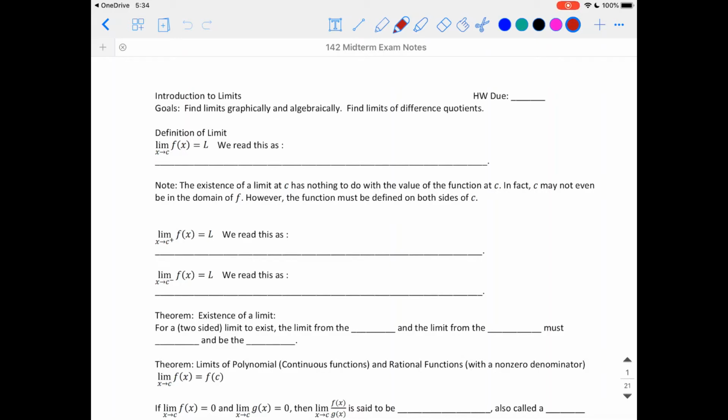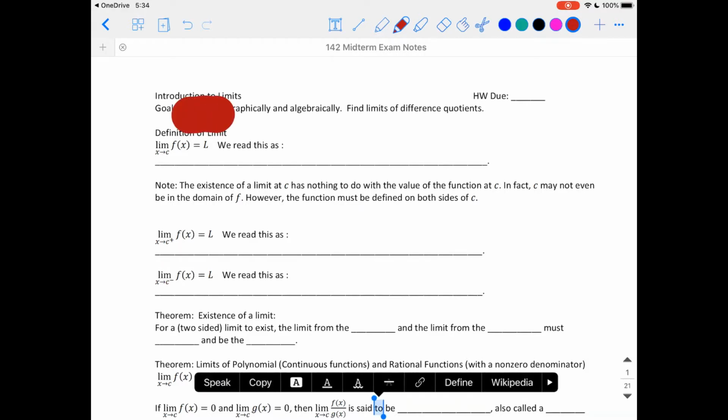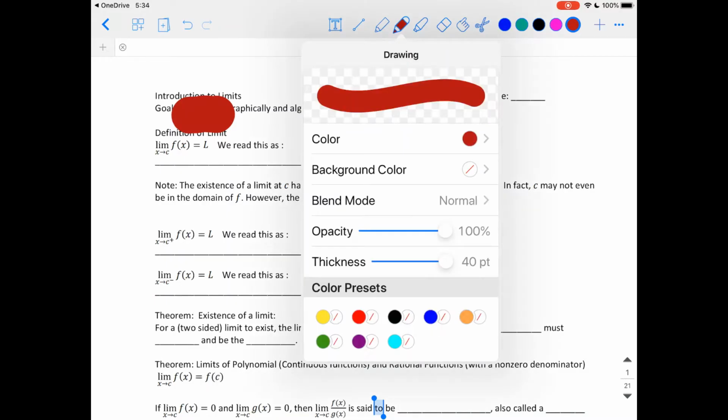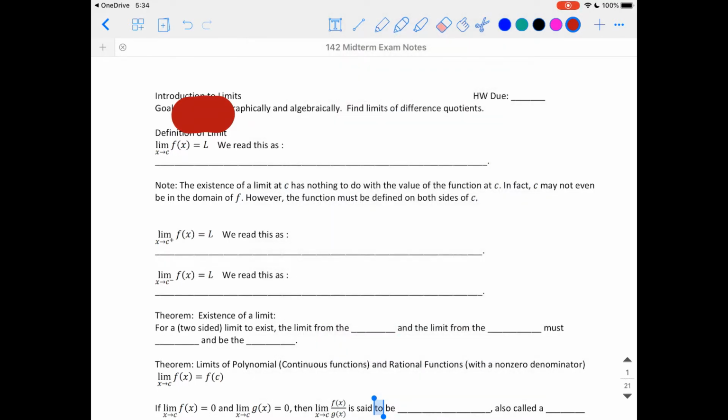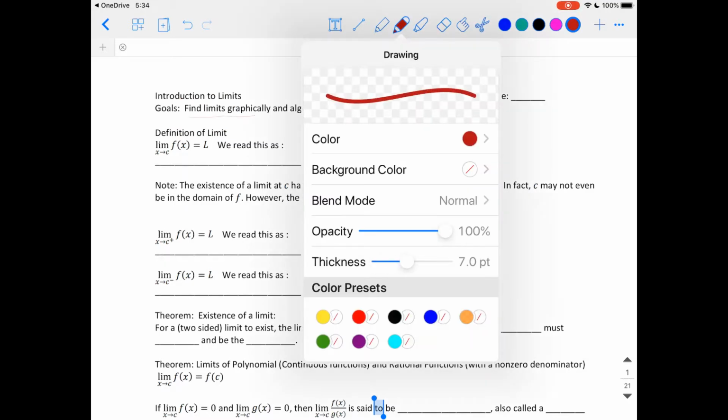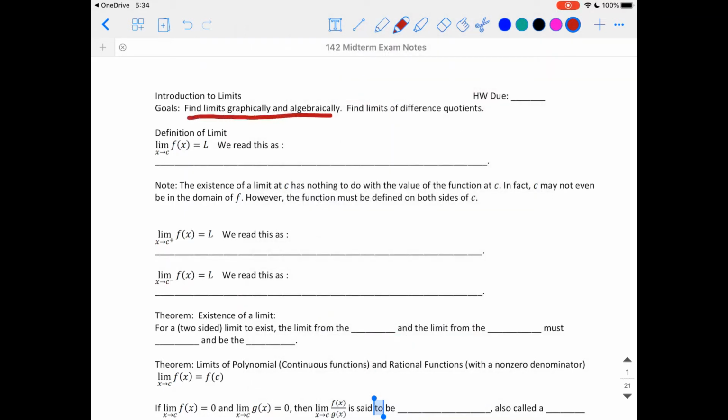Okay, so we're going to start by introducing limits. So our goal is going to be to find limits graphically, and algebraically, and we're going to find limits of difference quotients.